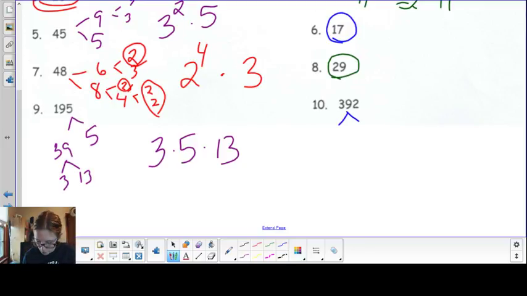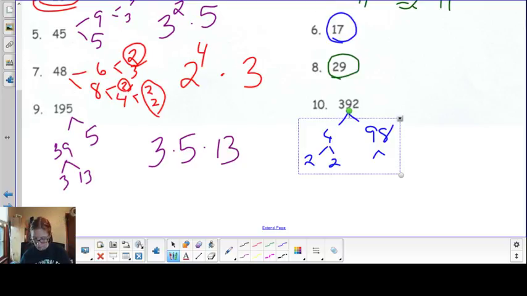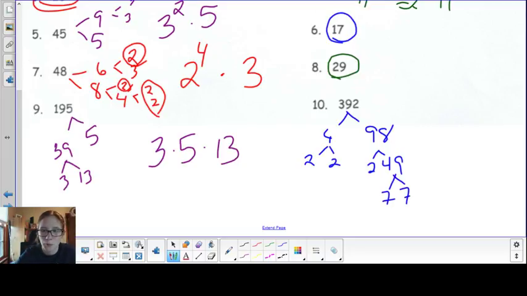And my last one, 392. So I did 4 times 98. And 4 is 2 and 2. Oh, I think 98 can be divided by a bigger number than just 2. Nope, maybe not. 98 is 2 and 49. And we know 49 is perfect. 49 is 7 times 7. And 7 and 7 are both prime, so I have 1, 2, 3 2s, and 7 squared.